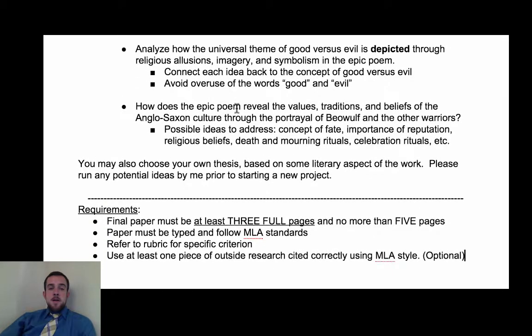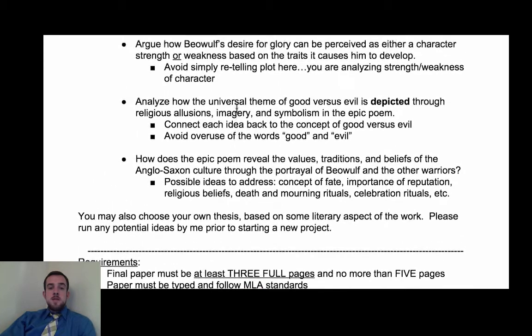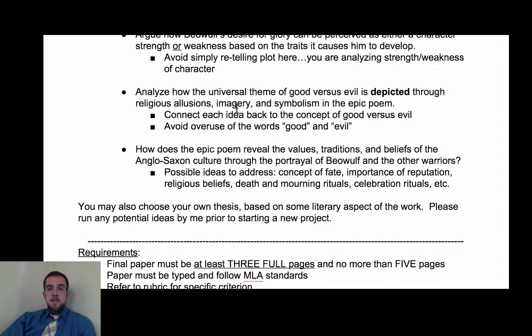In the second prompt, we have: analyze how the universal theme of good versus evil is depicted through religious allusions, imagery, and symbolism in this epic poem. Now, this one pretty much writes itself. You have to argue that the theme of good versus evil is shown throughout the paper. And how is it shown? It's shown through religious allusions, imagery, and symbolism. Those are your 3 body paragraphs.